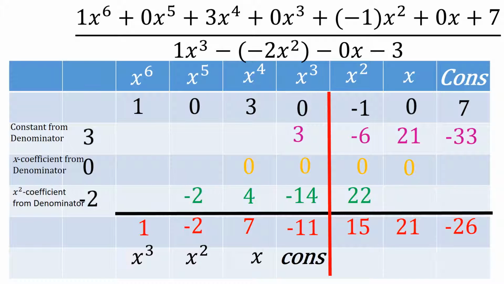in the quotient. Now remember, once you cross over the red line into the remainder, you do not drop the powers. So the column headings in our table will also correspond to the powers on x for the remainder. So the 15 that we see here is the x squared coefficient for the remainder. The 21 is the x coefficient for the remainder, and the -26 is the constant term for the remainder. And now our synthetic division table is built.